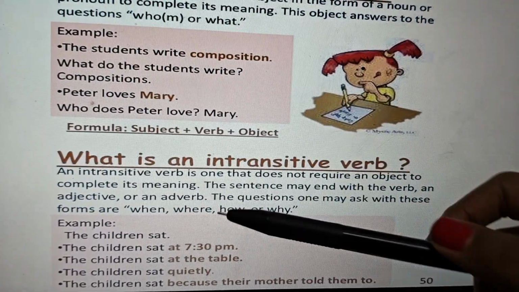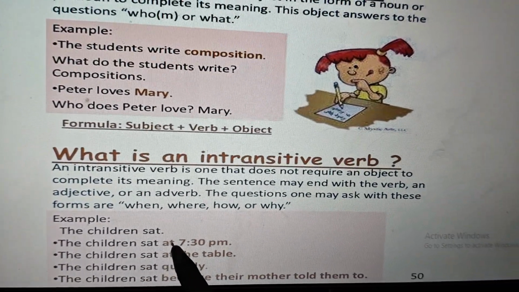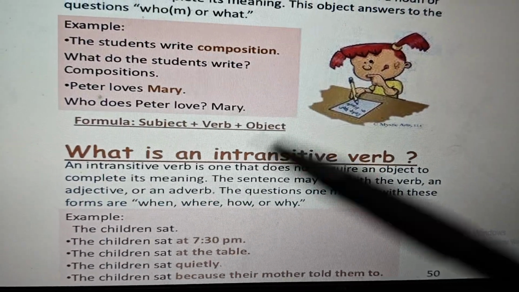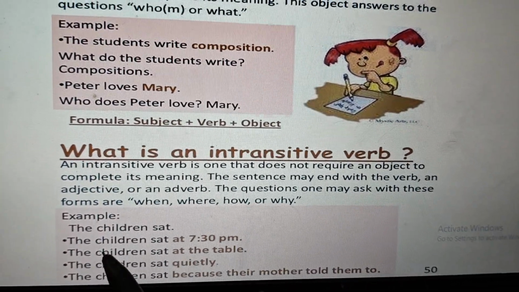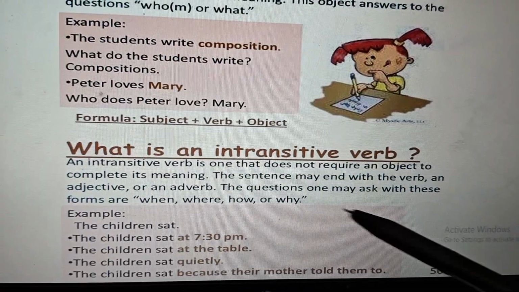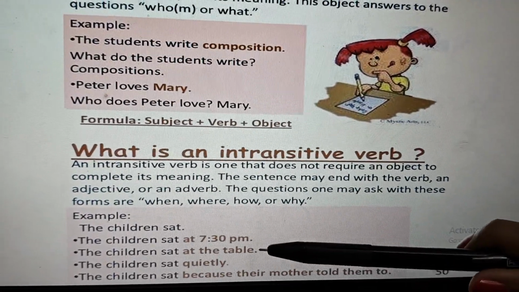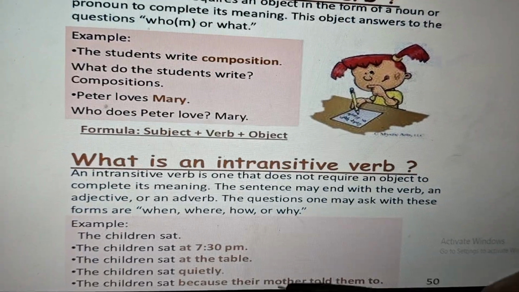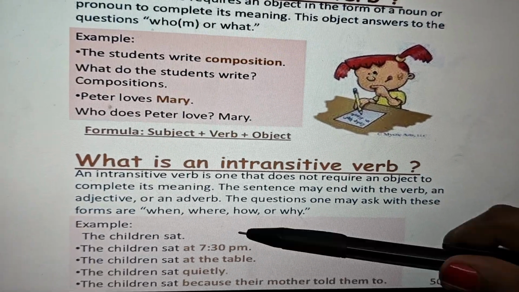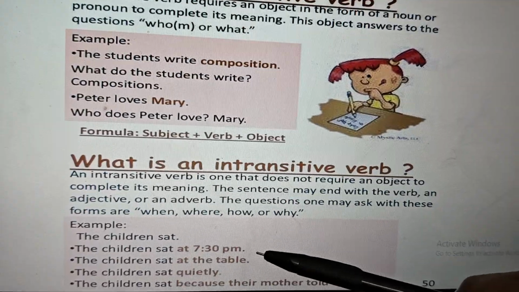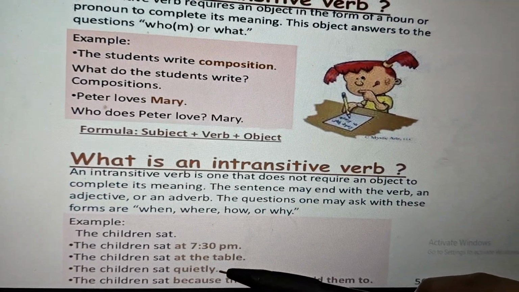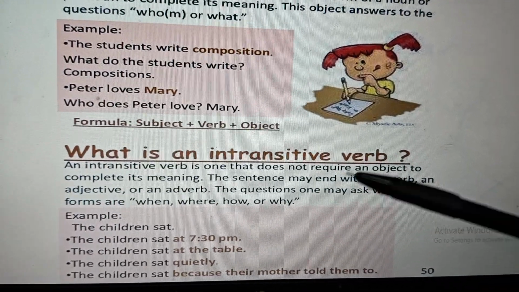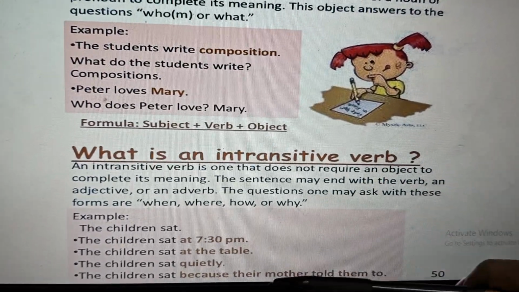For example, let's say this. The children sat at 7:30 p.m. So this is indicating a particular time. The children sat at the table. Where they sat, at the table, indicates place. The children sat quietly. This tells the manner. So all these, if you have observed, are adverbs. They're telling time, place, manner. You all know adverb of time, adverb of place, adverb of manner, adverb of degree, and all this.